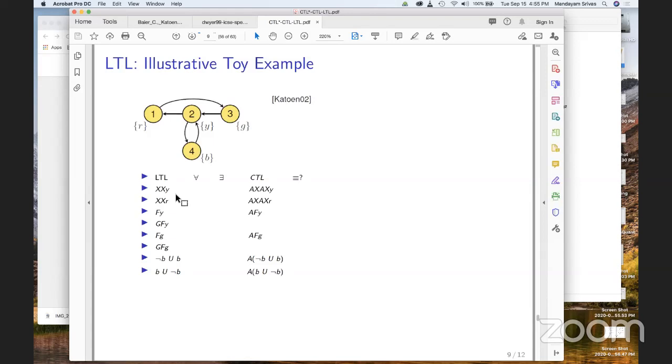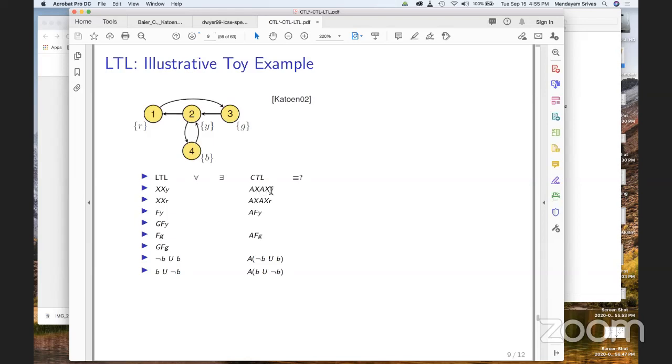Maybe not always. In this case, are they equivalent? Is AXXY equal to AXAXY? This is something for you to think about, okay?